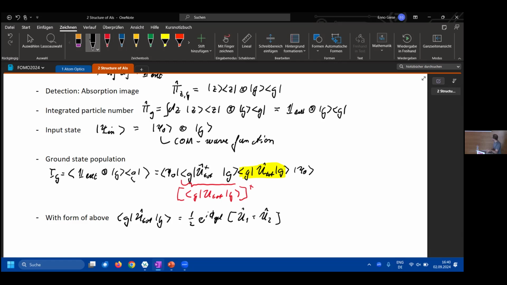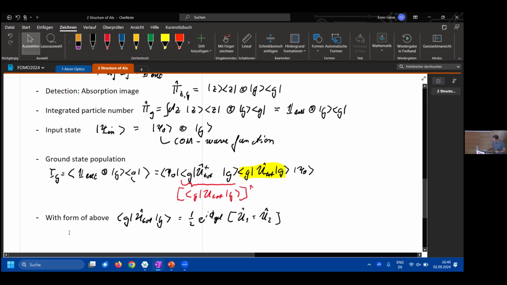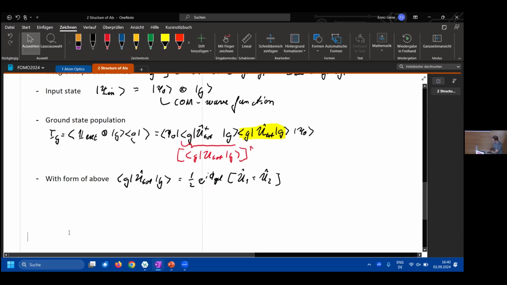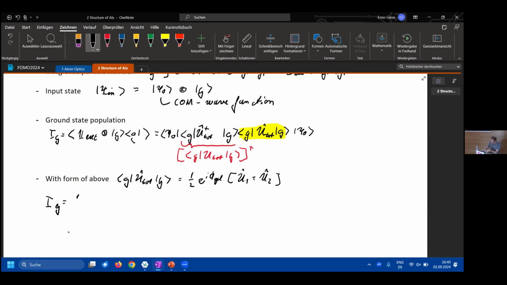We can now calculate this matrix element. This is the form, and I just plug it in for our interference signal that we saw above. And that's I_G is equal to 1/2 times 1/2, that's 1/4. I have this global phase, but it's the global phase times its complex conjugate, so that drops out.